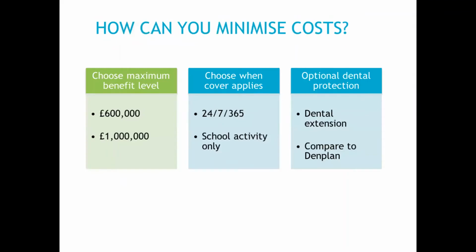Should the school wish to provide the PA cover, are there any options to minimise the costs? And here we explore three. The benefit level. This can either be 600,000 or 1 million, with various inner limits as per the summary provided on a couple of slides ago. You could choose when the cover applies. The traditional norm was to cover it 24/7, 365, but this dates back to when parents ordinarily paid the premium on an opt-out basis. We'll discuss this a little later in the compliance section. Now schools pay the premium.